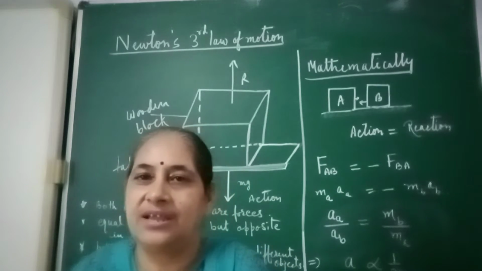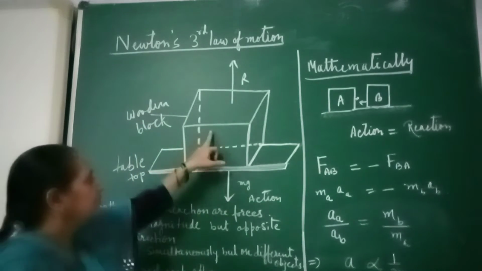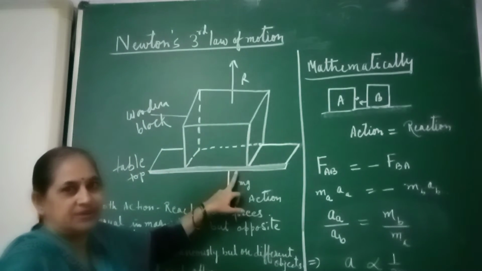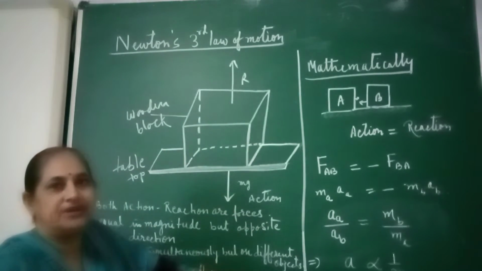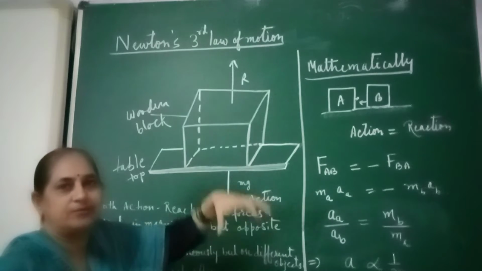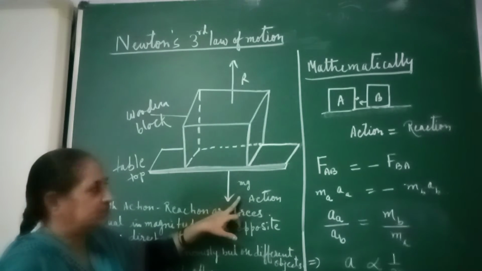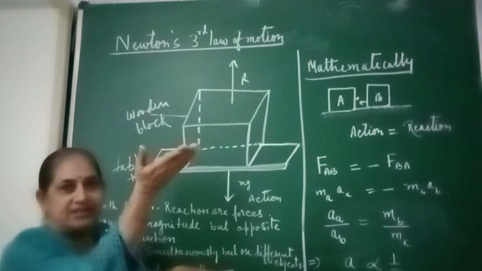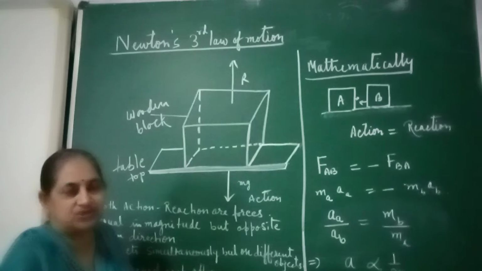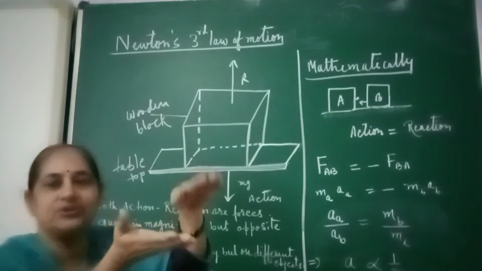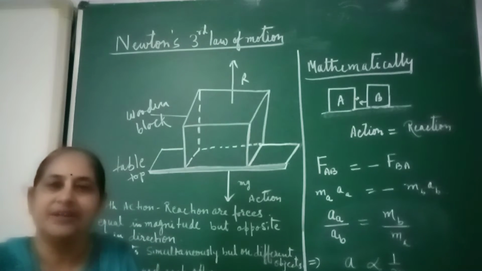Let us take an example of a wooden block. Here we have taken one wooden block which is kept on the tabletop. This wooden block exerts pressure on the tabletop in the downward direction, which is equal to the weight of the wooden block, and this is called the action force. Now the tabletop also exerts a force on the wooden block in the upward direction, that is called reaction. So action and reaction are two forces equal in magnitude but opposite in direction.